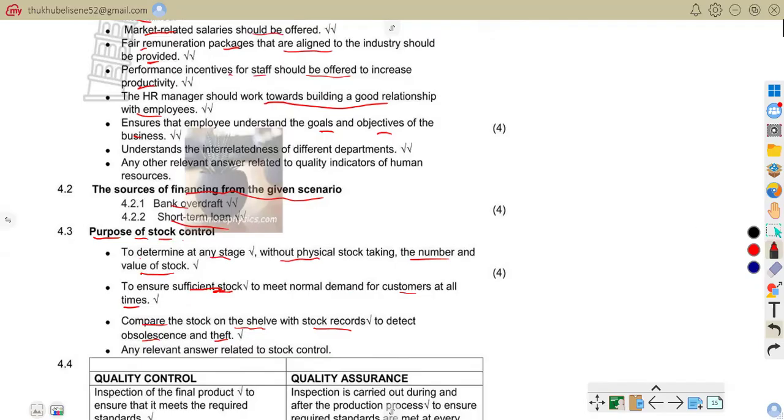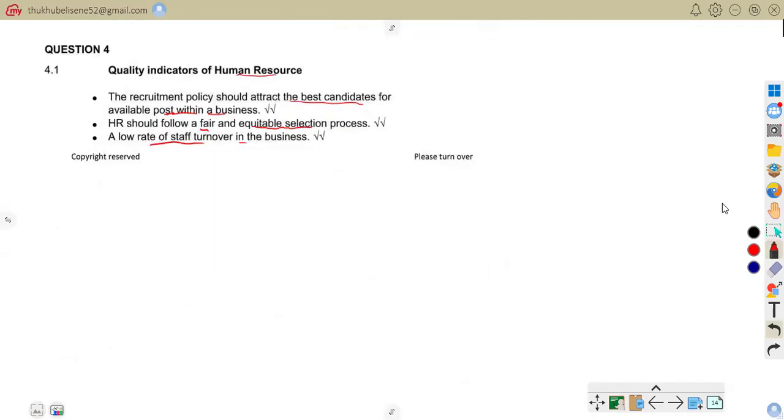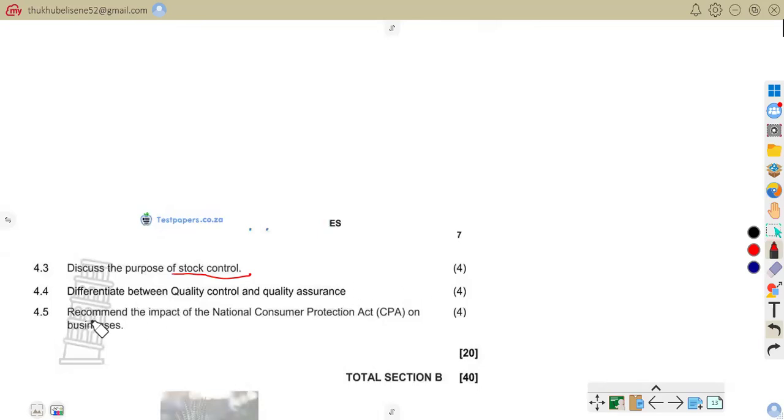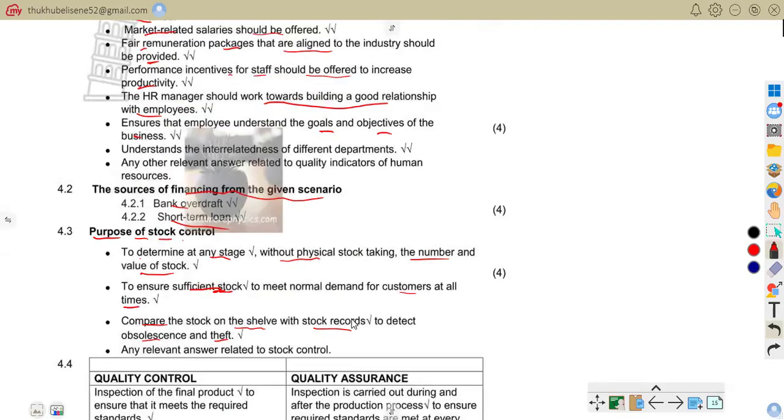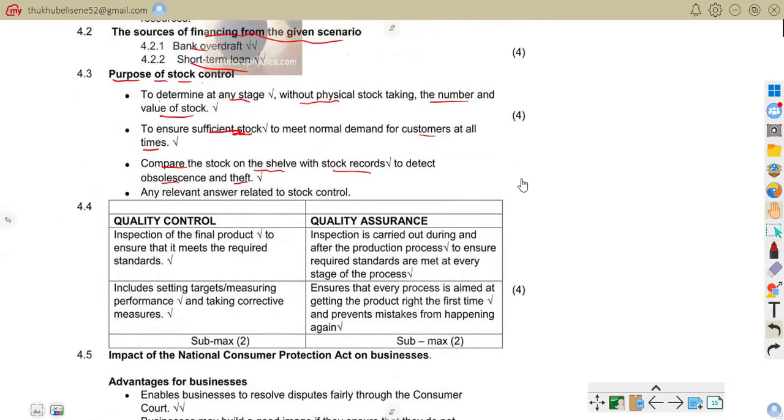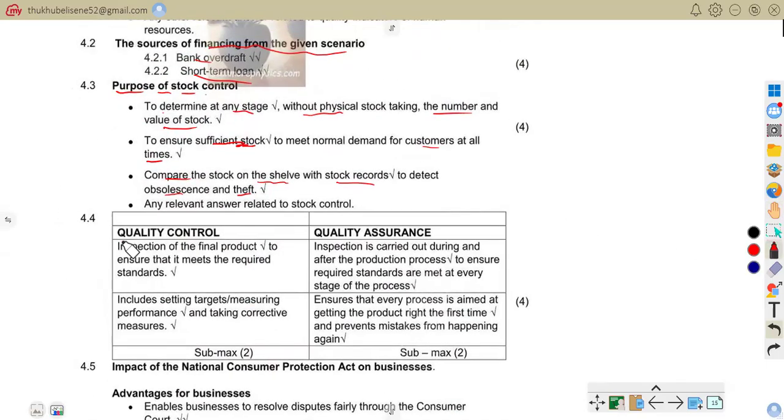So now let us attend to 4.4. 4.4, we are to differentiate between quality control and quality assurance. We are to differentiate between quality control and quality assurance. So now let us attend to it. So here we are on 4.4. So this is quality control, quality assurance.